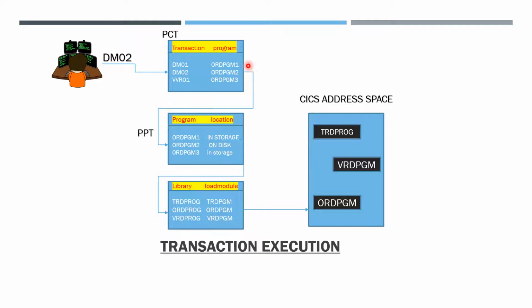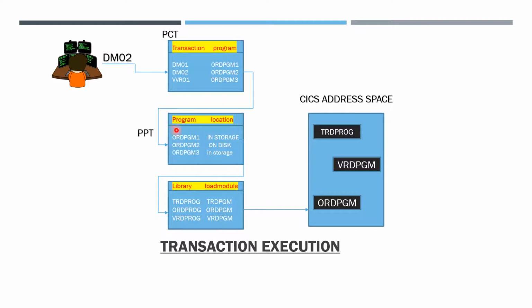Then it is sent to the program processing table. The program processing table consists of the program and the location, meaning where the program is, whether in storage or on disk. First, we have to find where the program is, and then it is given to the PPT, the program processing table.